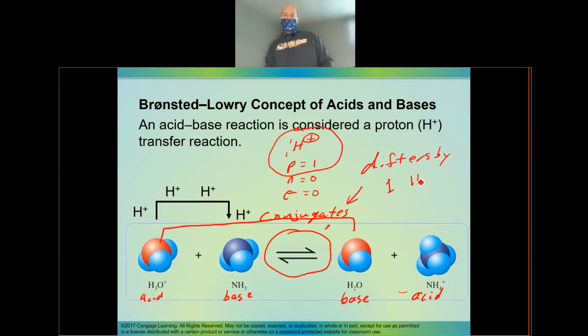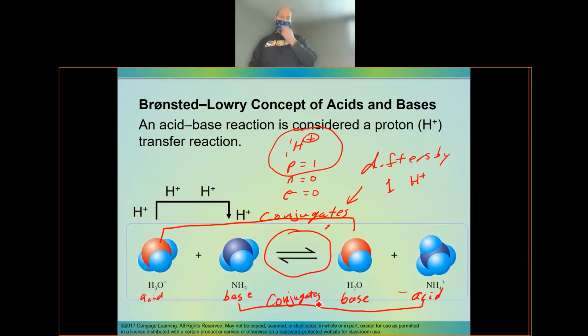One H plus. If it differs by more than 1 H plus, they're not conjugates. So a conjugate acid and a base, it's always going to be an acid and a base. Conjugate acid base is always going to differ by 1 H plus. And so you see from here to here, these are also conjugates.